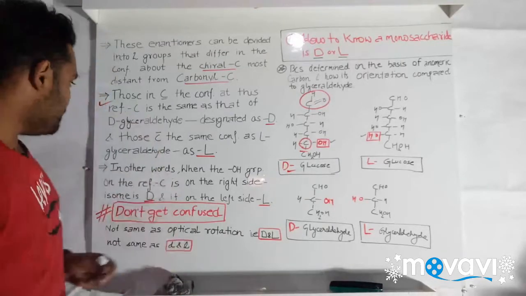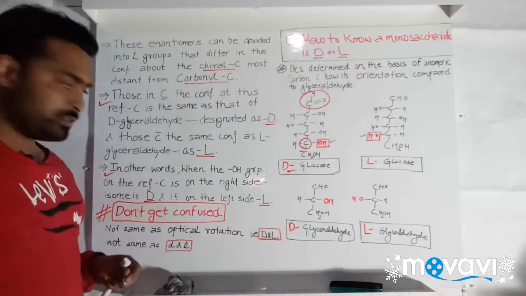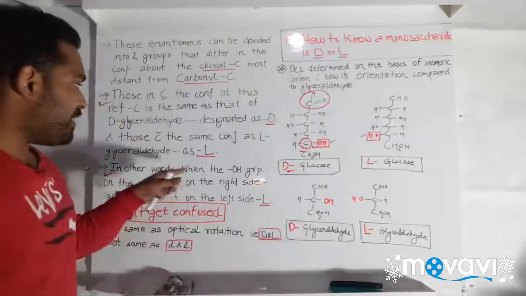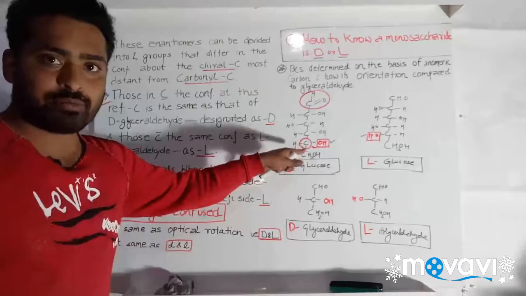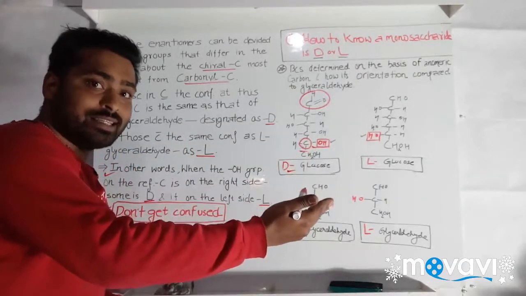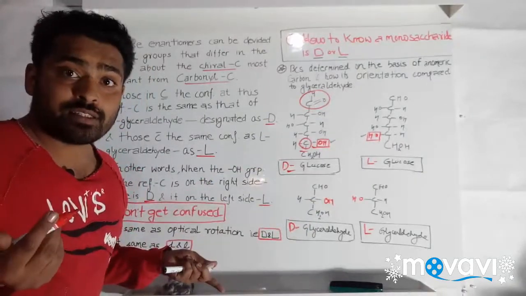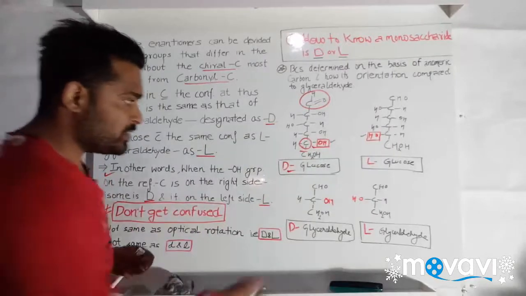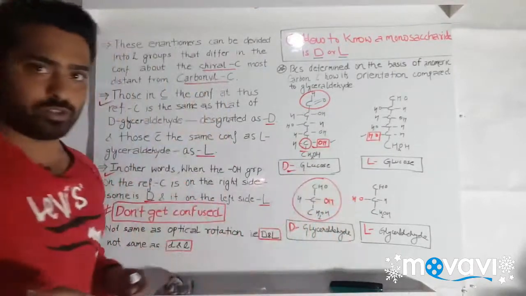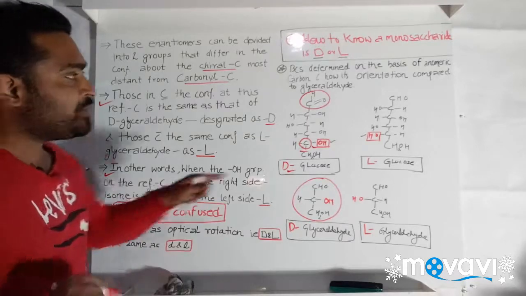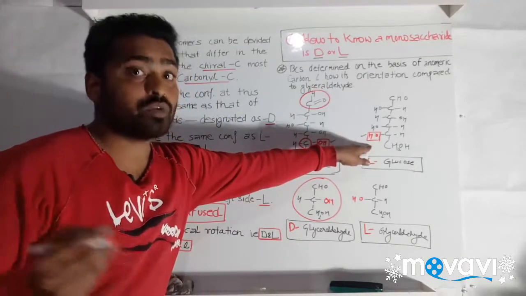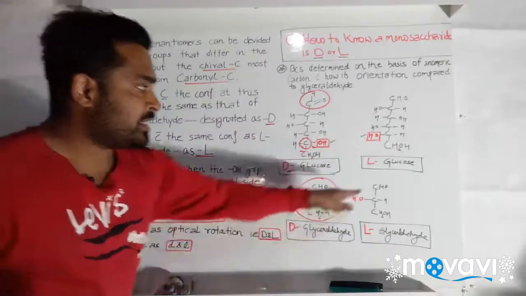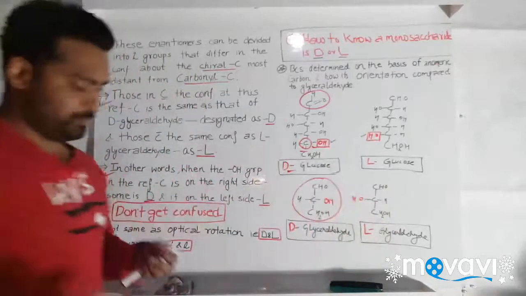We make it more simple. In other words, when the hydroxyl group on the reference carbon is on the right side, then it would be referred to as a D-saccharide, or D-glucose in this case, compared to this molecule. And if it is on the left side here, then it would be referred to as an L-saccharide, in this case L-glucose. See the reference compound, L-glyceraldehyde.